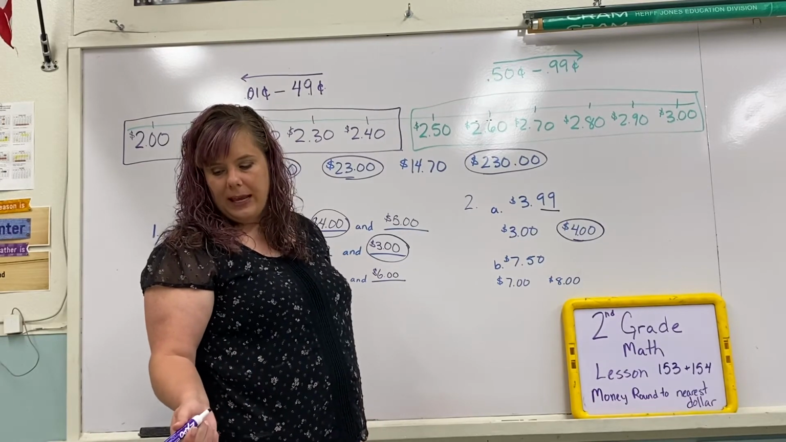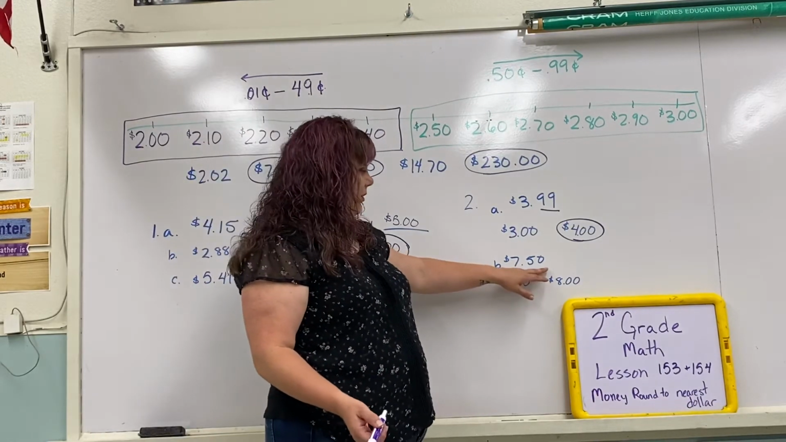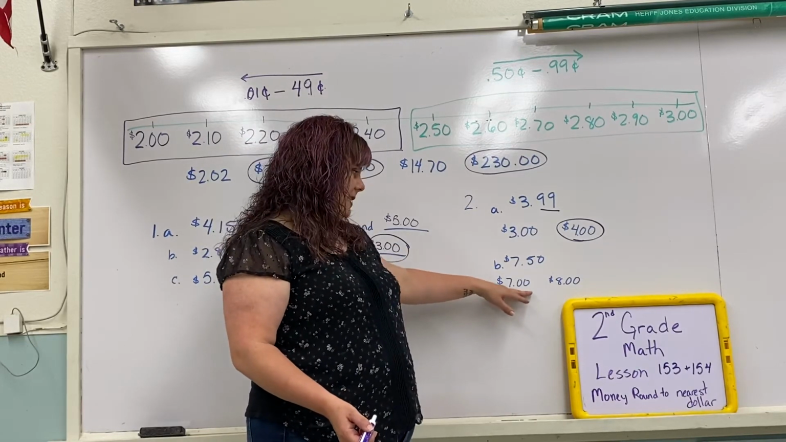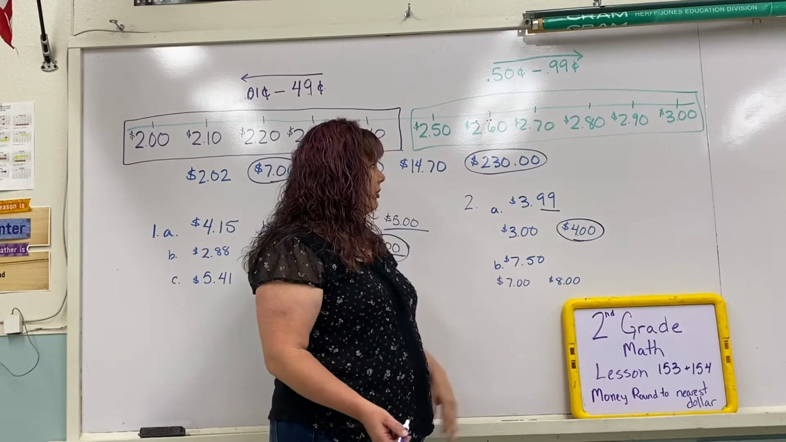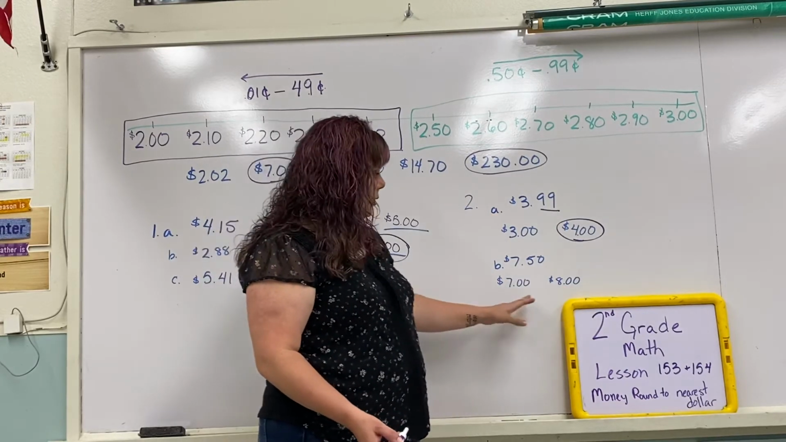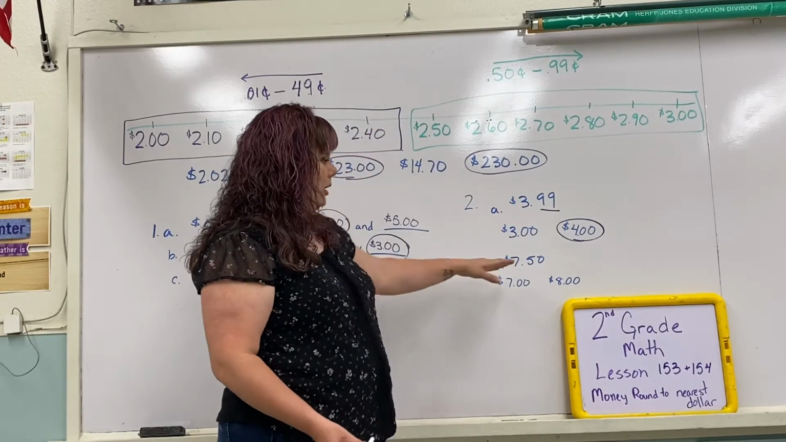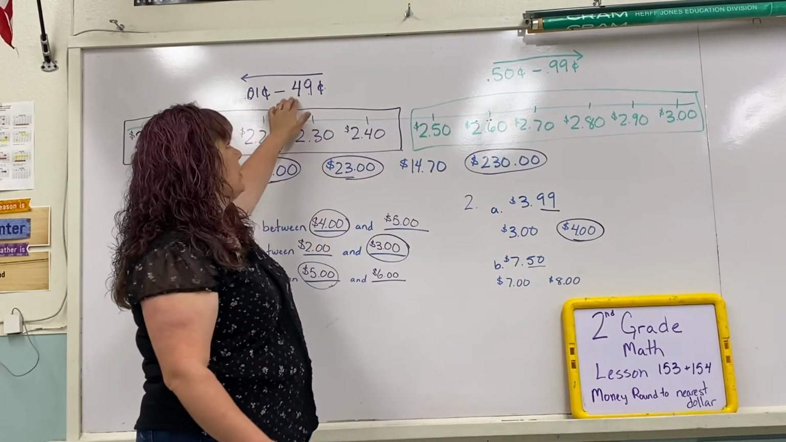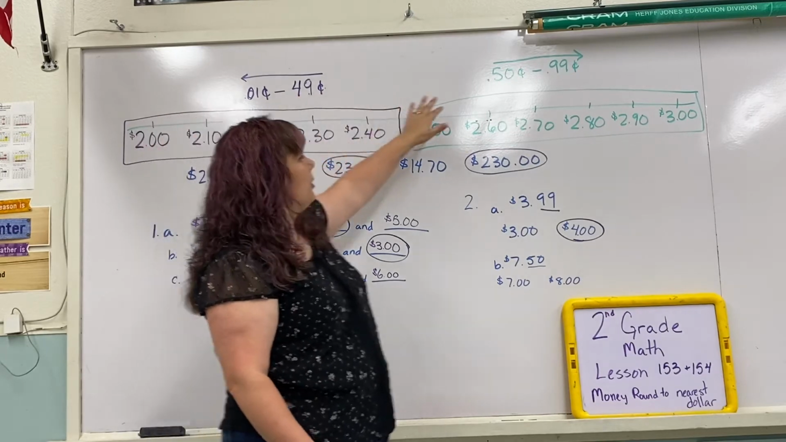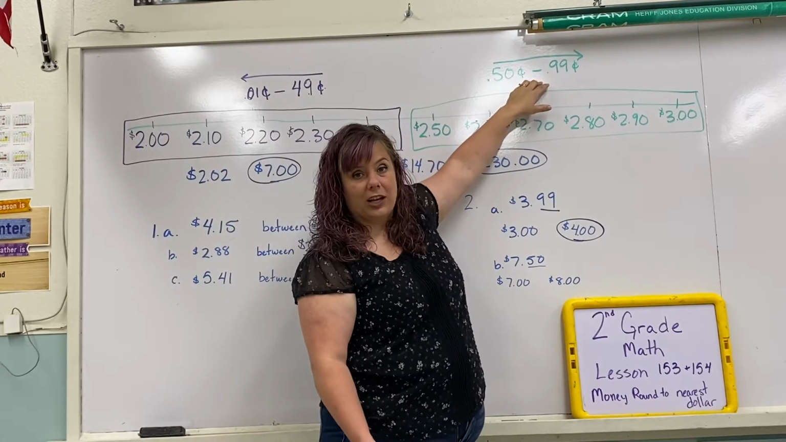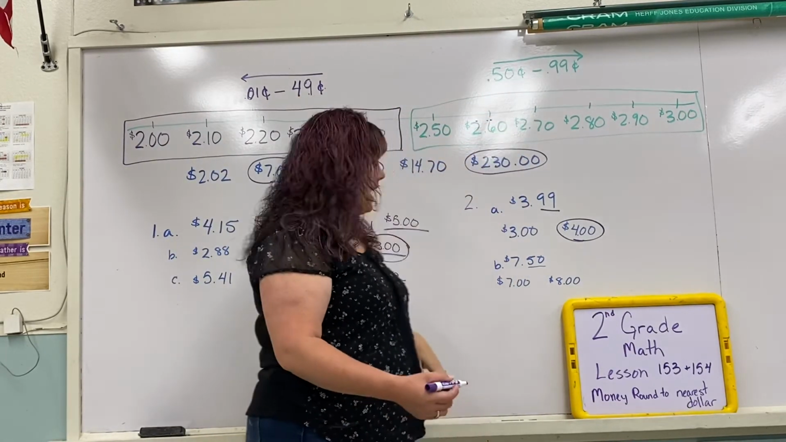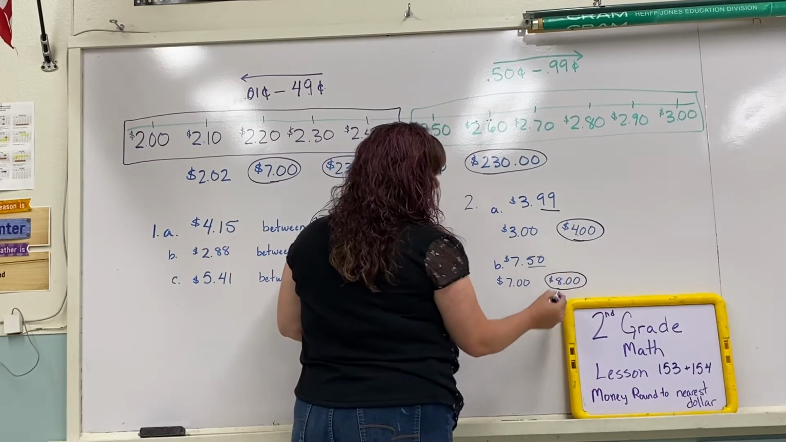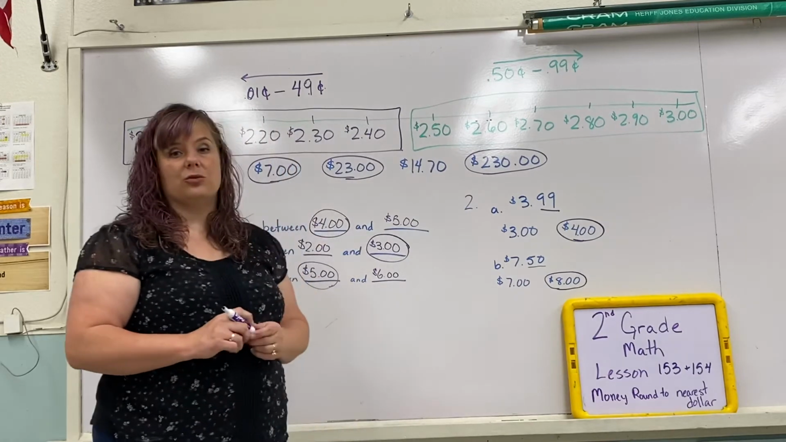Okay, B has $7.50. They're trying to trick you. It's between $7 and $8, but we have to choose one. Which one is it closer to? So we look at the 50 cents. Is 50 cents in the lower section or is 50 cents in the higher section? It's in the higher section, so we're going to circle the $8. It's closer to $8 than it is to $7.